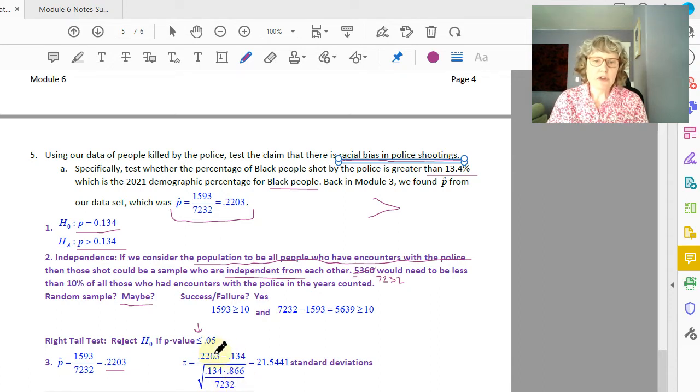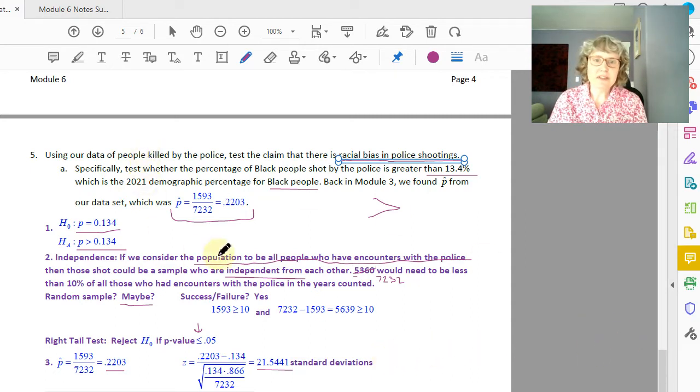Okay, so we use our 0.2203 minus our null value, 0.134, and divide by the square root of 0.134 times 1 minus that, which is 0.866, over n, 7232. And it turns out to be 21.5 standard deviations away from the mean. So you probably know that that is extremely unlikely.